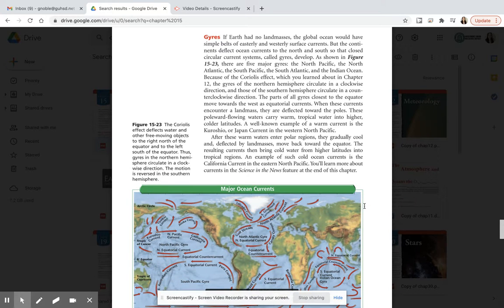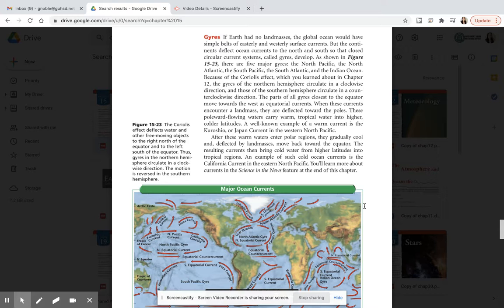Gyres. If Earth had no land masses, the global ocean would have simple belts of easterly and westerly surface currents. But the continents deflect ocean currents to the north and south, so that closed circular current systems called gyres develop, as shown in Figure 15-23.